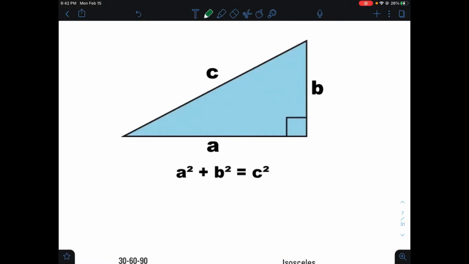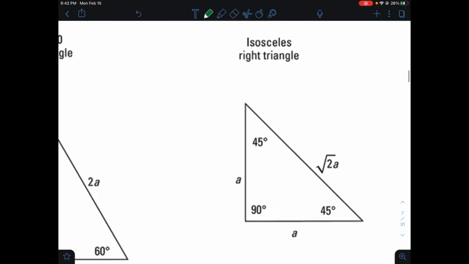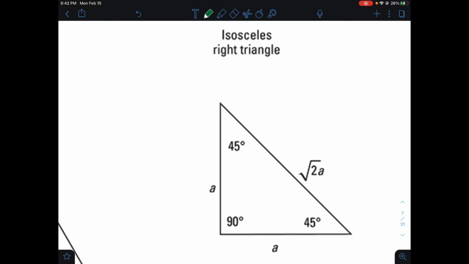Hi Math 3 students. So today we're going to go over Pythagorean theorem, and we're going to start with one special right triangle, which is the isosceles right triangle, also known as the 45, 45, 90 triangle.